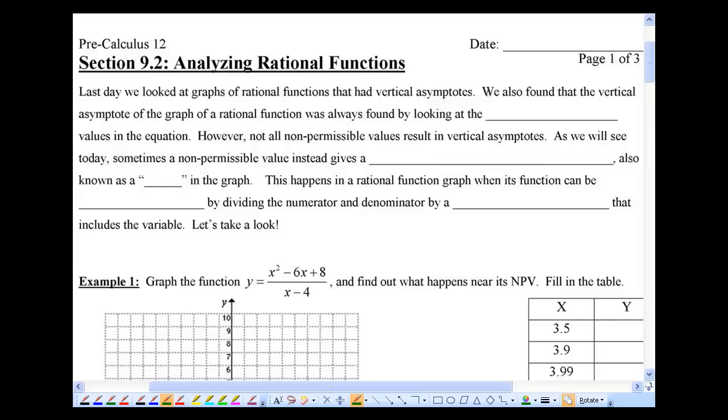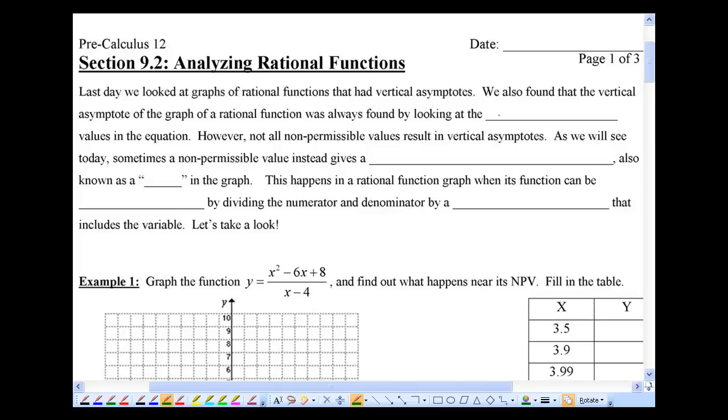Here we go with section 9.2. This is a continuation of last day. This time we're going to analyze rational functions. Last day we looked at graphs of rational functions that had vertical asymptotes, and also horizontal ones, of course. We found that the vertical asymptote of the graph of any rational function was always found by looking where?